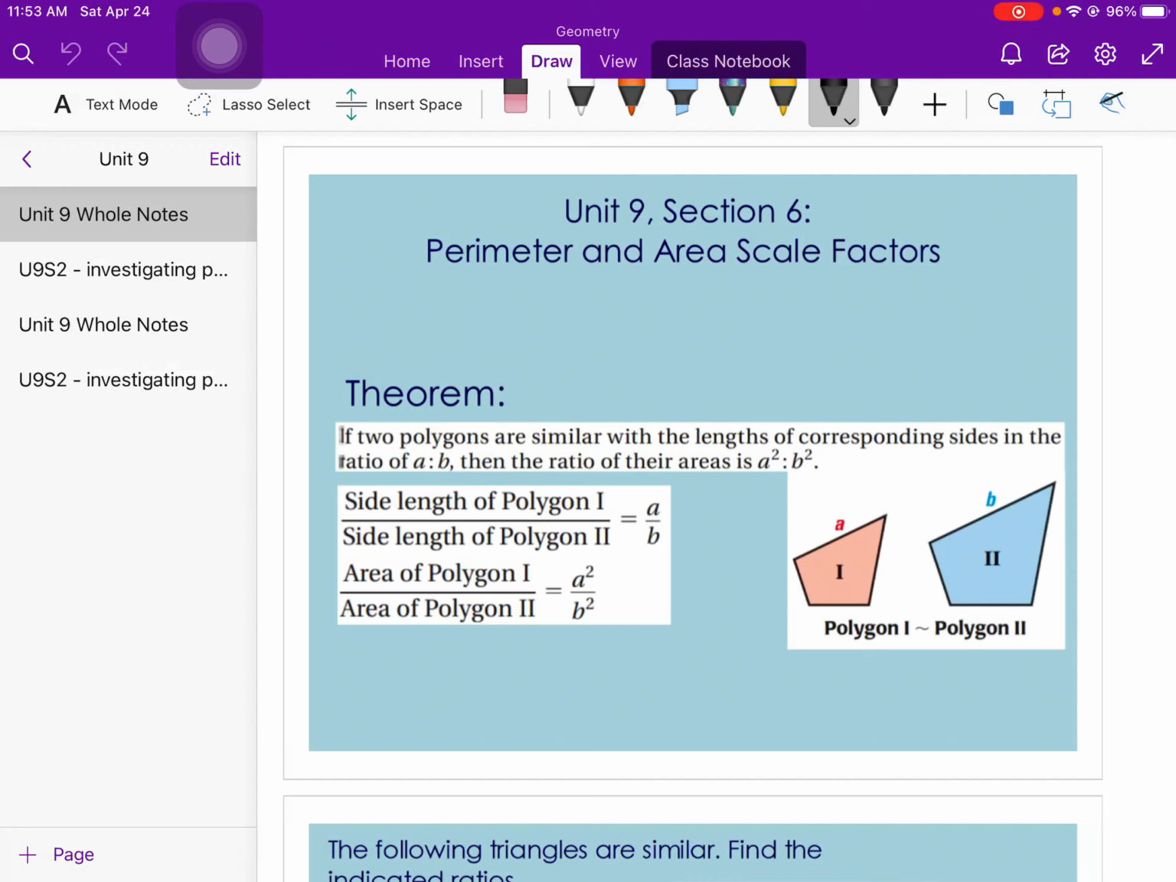Hey guys, welcome to Unit 9, Section 6. Today we're talking about perimeter and area scale factors. So we've talked about scale factor in the past. It's going to look a little bit different specifically for area, but the perimeter one's going to be pretty similar.